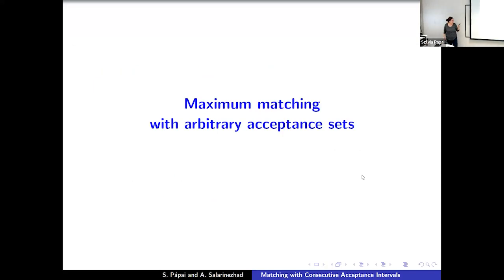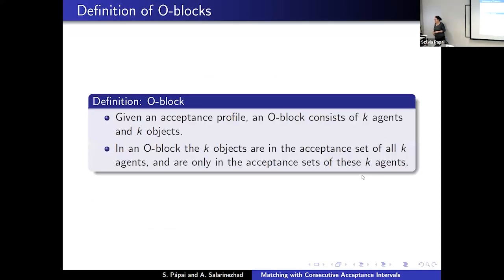Okay, now we are going to look at maximum matching with arbitrary acceptance sets. So basically, we are looking at just any acceptance set now, and we will need the definition of an O block. An O block for a given acceptance profile consists of K agents and K objects, such that the K objects are in the acceptance set of all K agents, and the objects are only in the acceptance sets of these K agents.